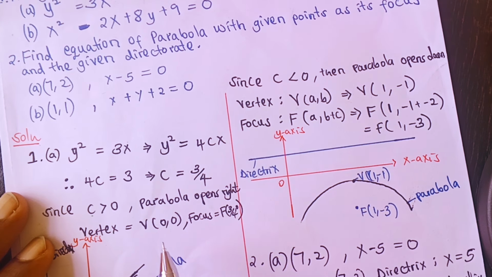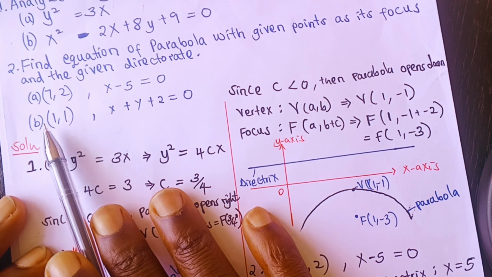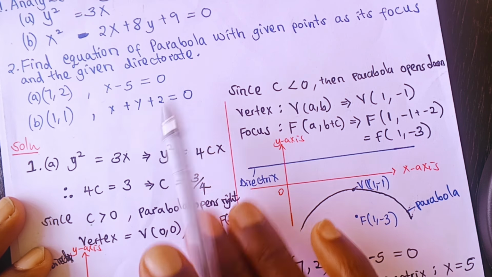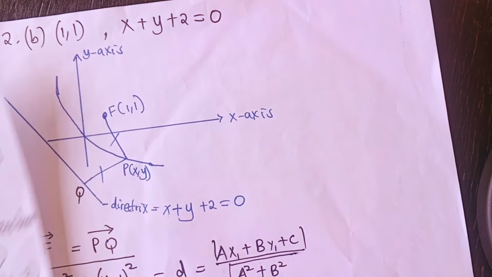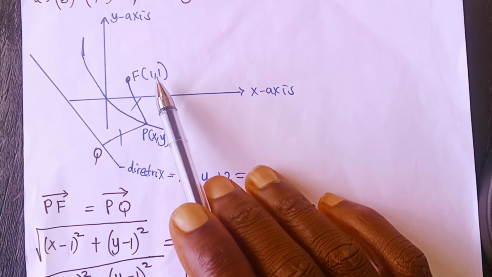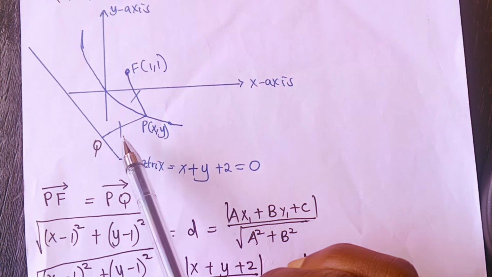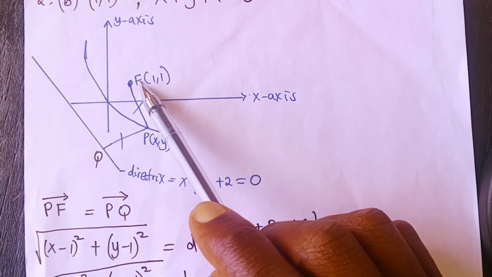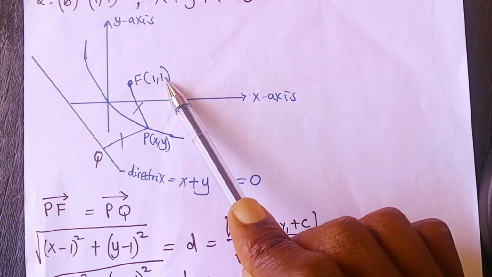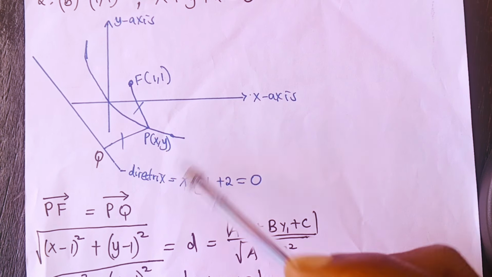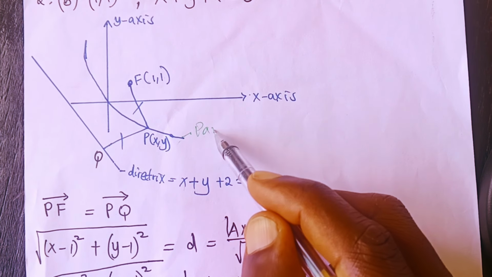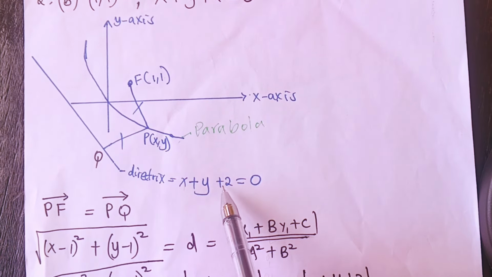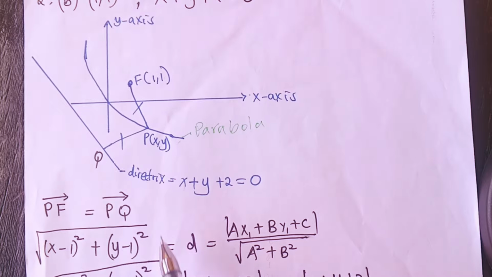So let's go on to equation 2. We are given the point (1, 1) as the focus, and the equation of the directrix is x plus y plus 2 is equal to 0. Here we'll try to sketch. This will be the axis, this is the point of focus, which is (1, 1), and this is the parabola, and this is the directrix, which is x plus y plus 2 is equal to 0.